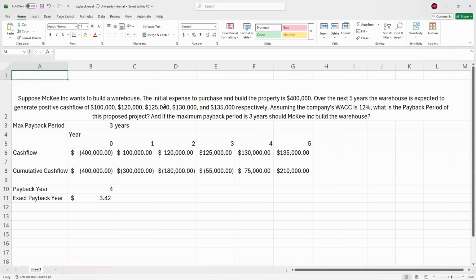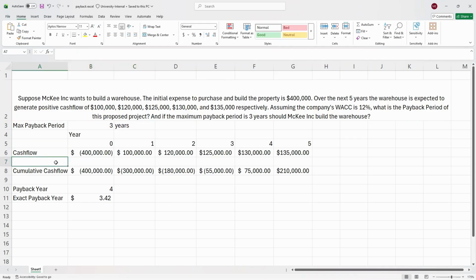I've prepared here a standard question asking us to find the payback period. And because it's complicated, I have already filled out everything for us. But to get started, we want to put in our timeline, our schedule of cash flows. So we have an initial expense of $400,000. That's at year 0. And then we have positive cash flows of $100,000, $120,000, $125,000, $130,000, and $135,000 for years 1 through 5. We are told the WACC, but for payback period, that doesn't matter. What really matters is the maximum payback period of 3 years, which we'll be using as a comparison.